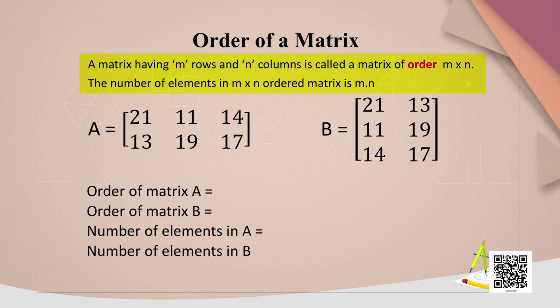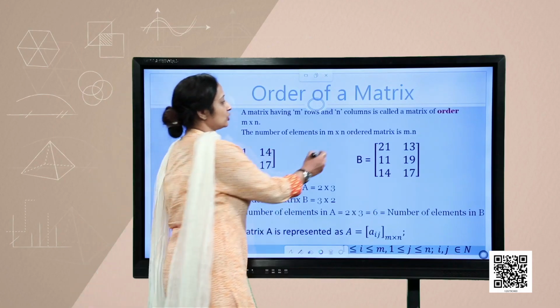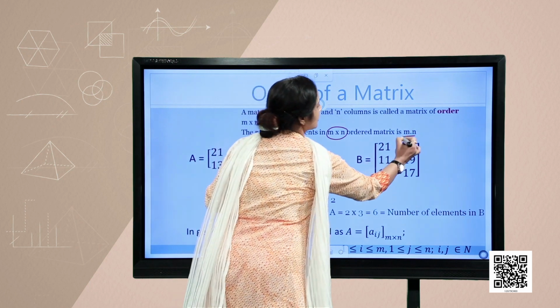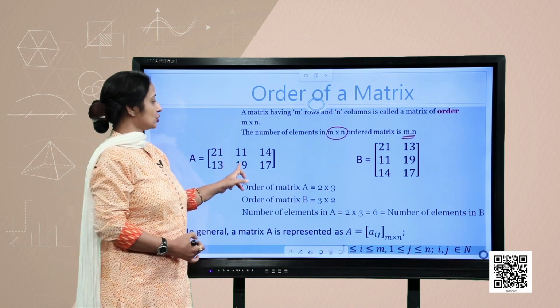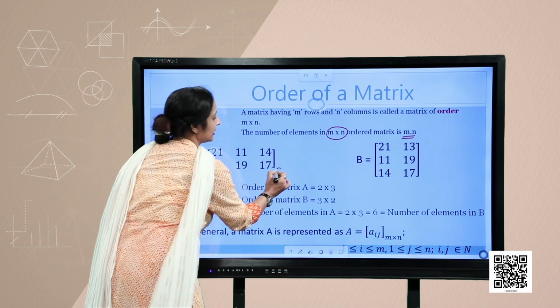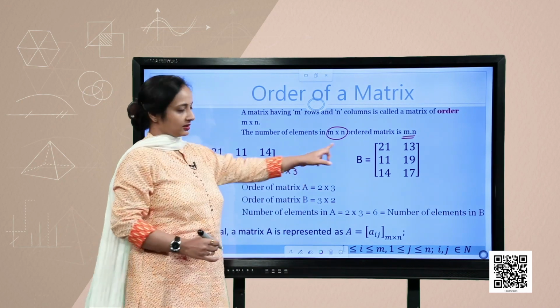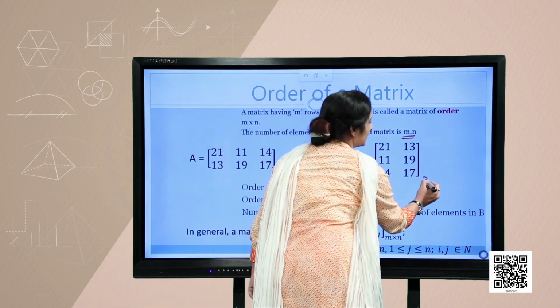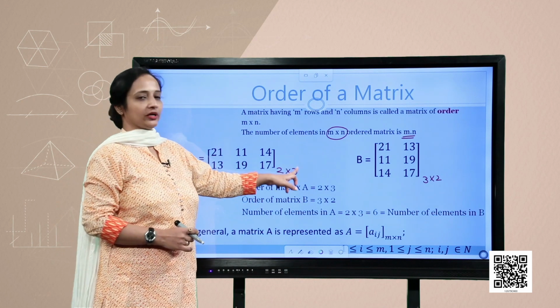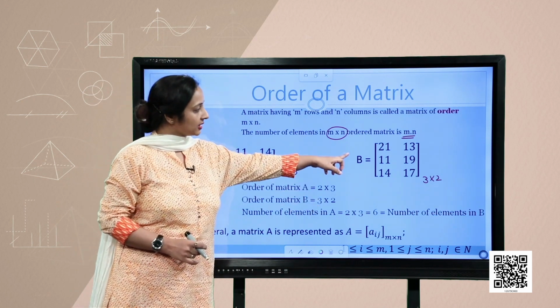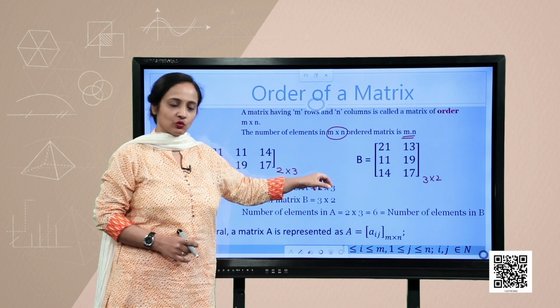A matrix having m rows and n columns is called a matrix of order m by n. The number of elements in an m by n matrix is mn. That means you multiply these two numbers to get mn. So matrix A, its order is 2 by 3. You can write this here as well. Similarly, the order of this matrix is 3 by 2. So the number of elements in A is 2 into 3, which is equal to 6. And similarly, the number of elements in matrix B is also 6.